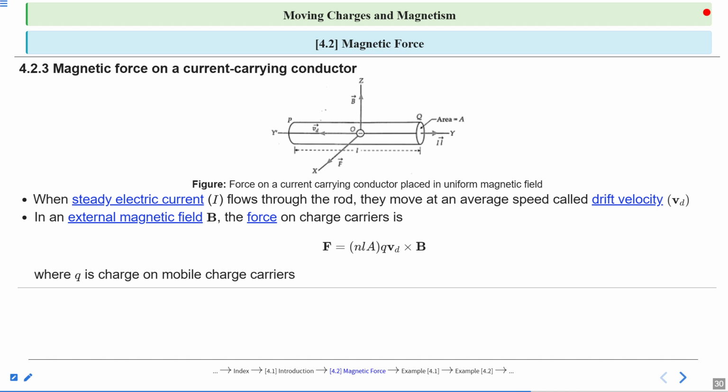In an external magnetic field B, the force on the charge carriers will be F equal to nLA, which is the number of charge carriers, into q Vd into B. That q Vd B is the magnetic force on one electron, and nLA is the total number of mobile charge carriers. So F is equal to nLA into q Vd into B, the total magnetic force on all the mobile charge carriers, where q is the charge on the mobile charge carriers.